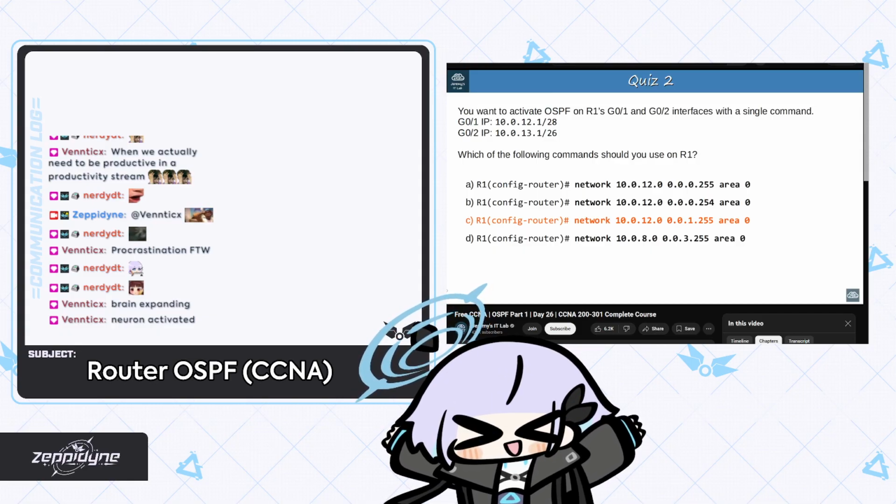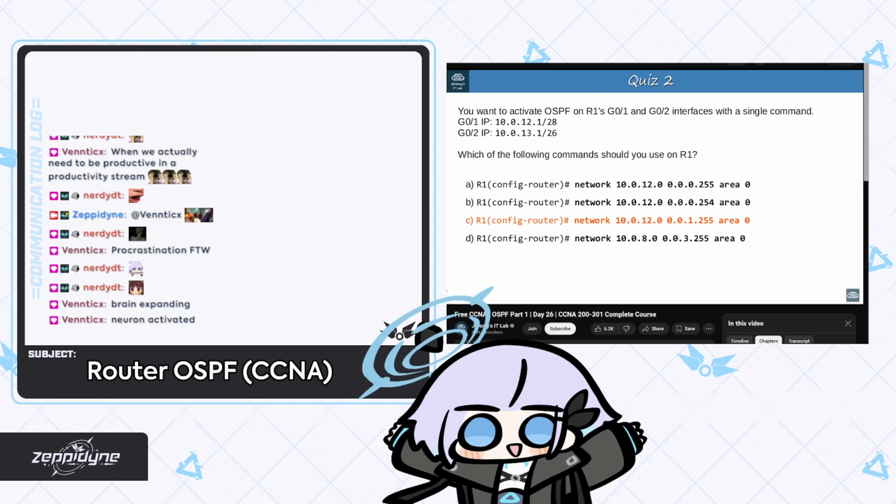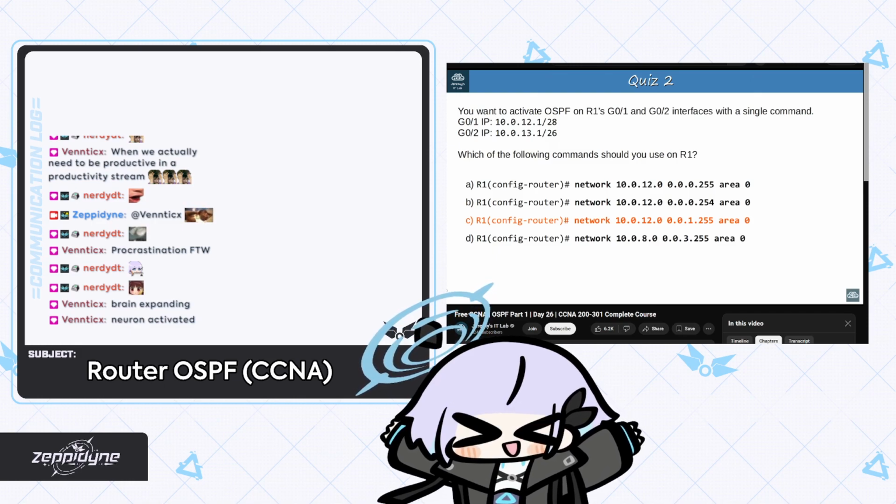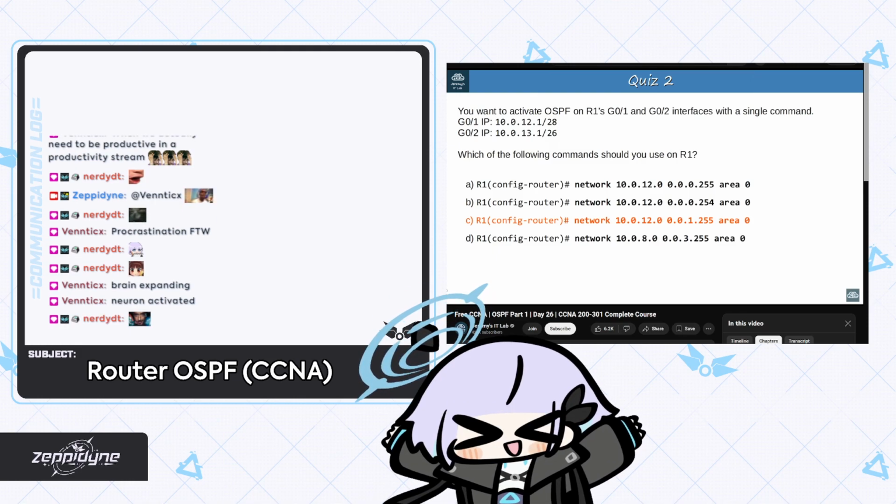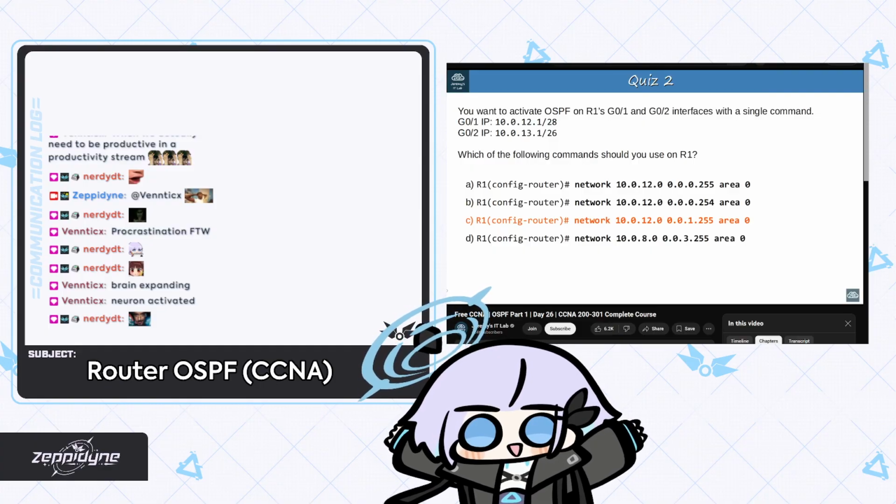This is the only option that contains both IP addresses in its range. So it's the only one that activates OSPF on both interfaces. Let's go to question 3.